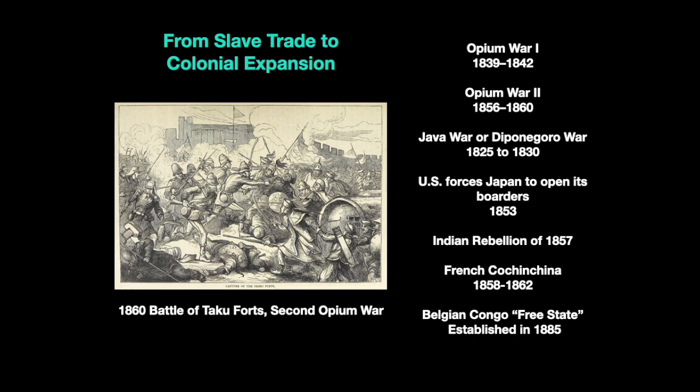So the people of these other countries and other parts of the world, they didn't just sit down and take it. They fought back, of course, and thus we have the Opium War between China and Britain. There's two of them. The Dutch had a major war in Java from 1825 to 1830, and the U.S. forces Japan to open its borders in 1853. In India, the people of India rebelled in 1857.